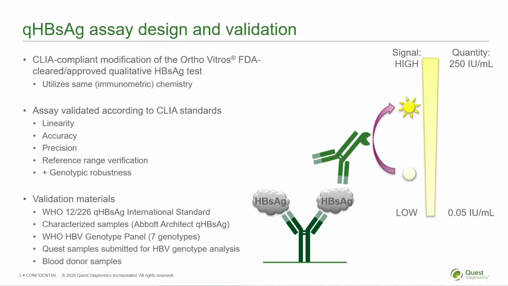So by the addition of a standard, we're able to quantitate that light signal being produced by the instrument into a quantitative value. We did validate it according to CLIA standards, of course, because we are a CLIA lab. In those assessments, we included linearity, accuracy, precision, reference range, but importantly, genotypic coverage, in terms of the robustness and what our assay can detect in terms of different HBV genotypes. The validation materials are all listed here.